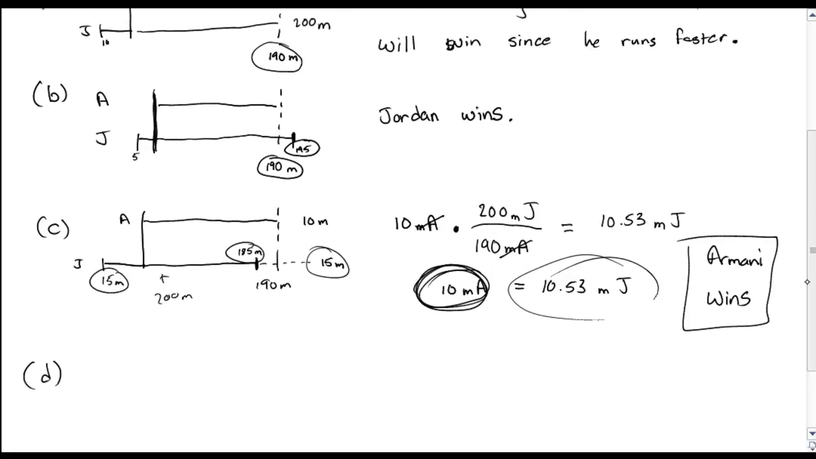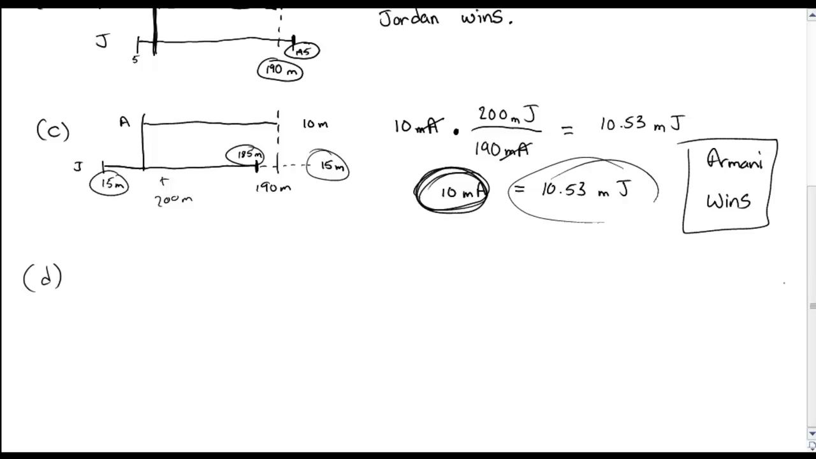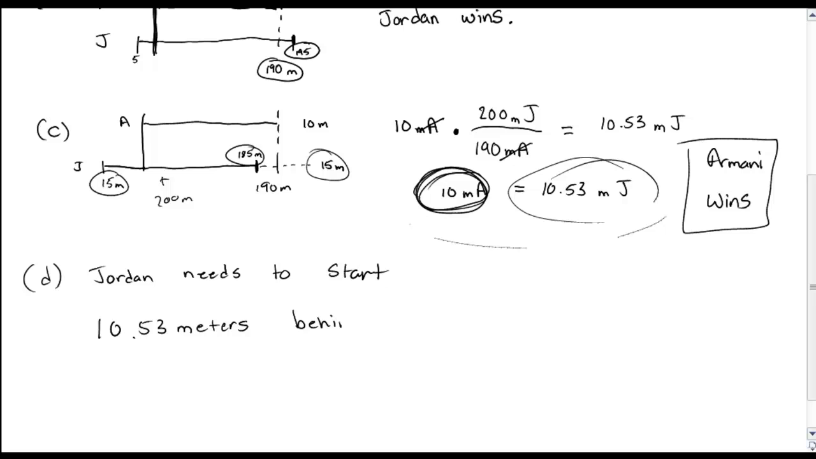So D now says, how far behind the starting line must Jordan be for the race to end in a tie? So this conversion actually helps. Right here, this conversion gives that answer. So Jordan needs to start 10.53 meters behind. Because that's their rates here. So the rates will help out. Okay, so that was kind of a difficult problem.